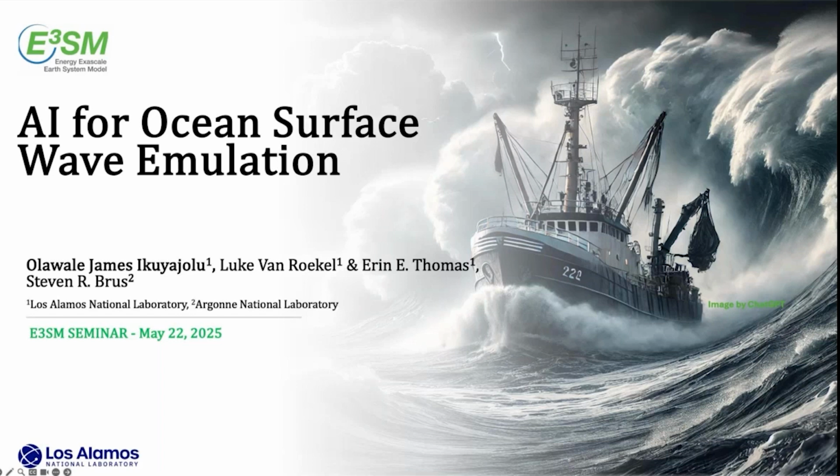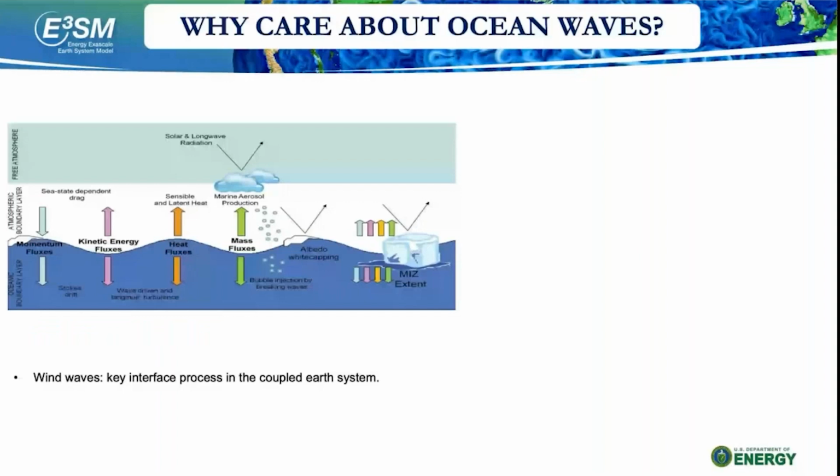AI for ocean surface wave emulation. Why do we care about surface waves? Wind-generated waves play an important interfacial role in the global coupled earth system, influencing ocean mixing, extreme momentum transfer, and coastal processes like flooding and sediment transport. The wave also interacts with sea ice and breaks sea ice.